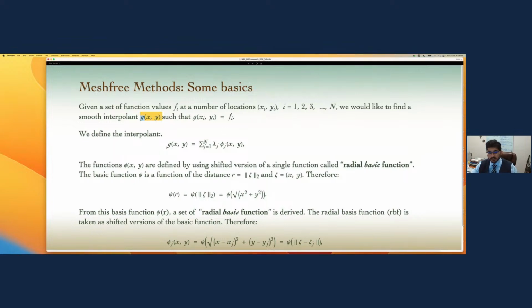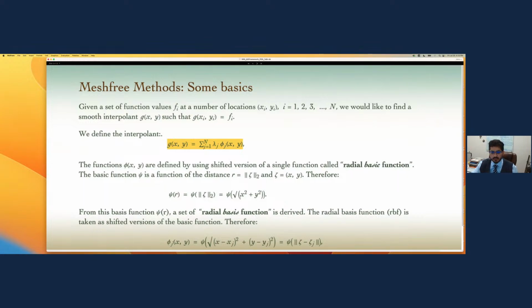The way you define this interpolant is through the summation term, wherein you have a bunch of analytic functions phi, and a bunch of unknown coefficients lambda, which you need to find. Those phi are user-defined functions called radial basis functions, which is a single function that you shift in space. There is a whole array of these, and I'll talk about that in a bit.